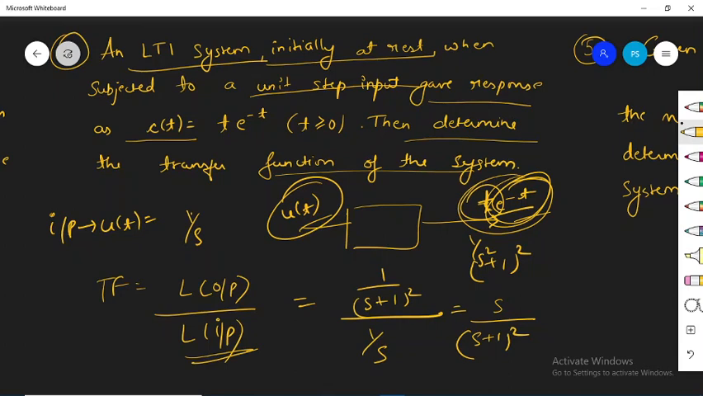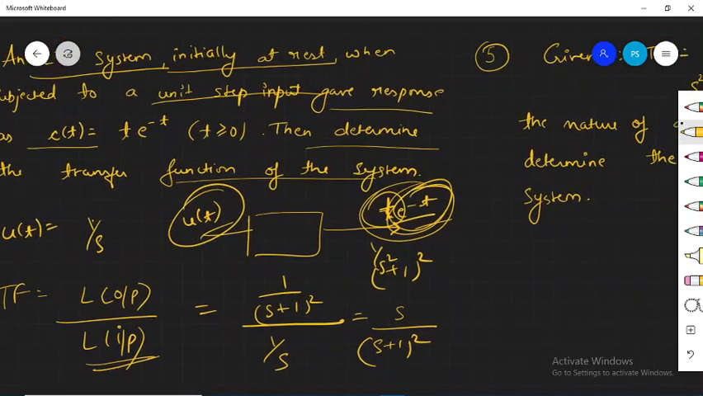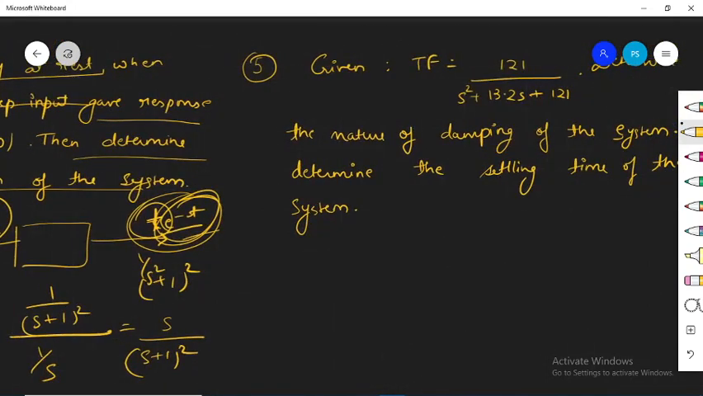And this again was a question asked in IES. In the objective questions it was asked. Okay, next question. Let's look into the next question.